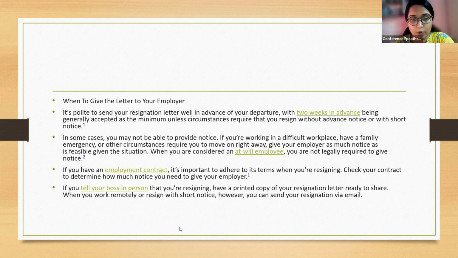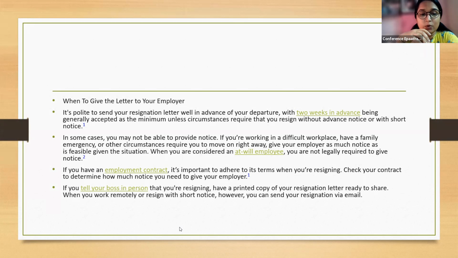If you have an employment contract, it's important to adhere to its terms when you are resigning. So if you have an employment contract, some companies have contracts with you, like you cannot leave the company before 1 year or 2 years. So at that time, it's very important that you are reading the terms and conditions before resigning. Otherwise, it will create a problem. So you have to check your contract to determine how much notice you need to give your employer.